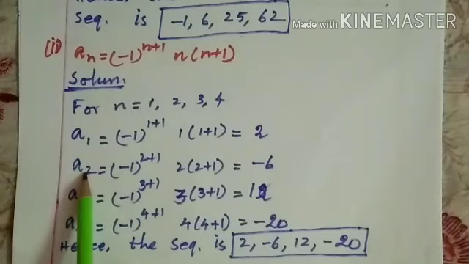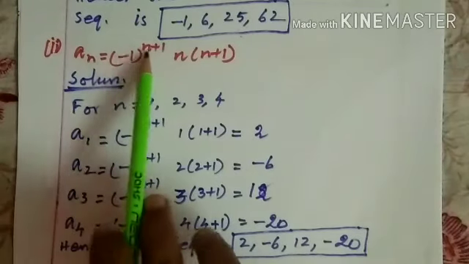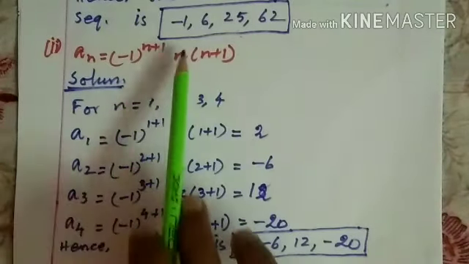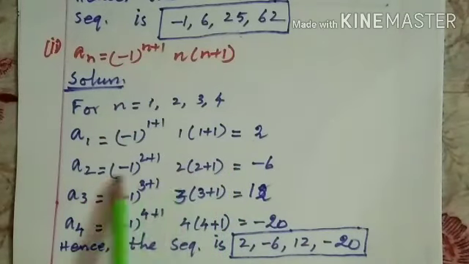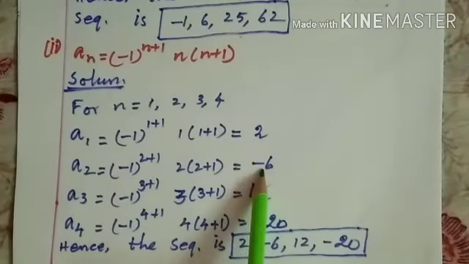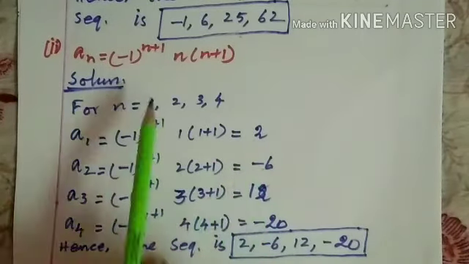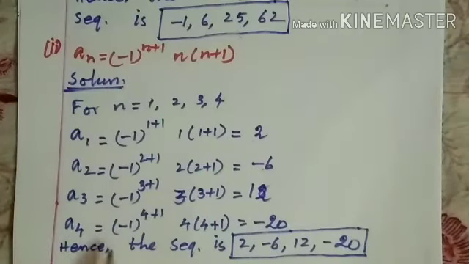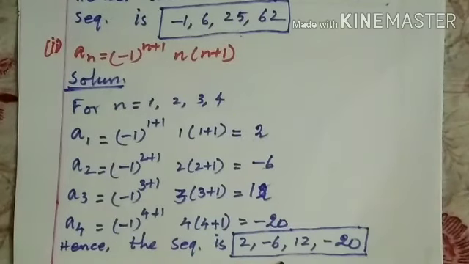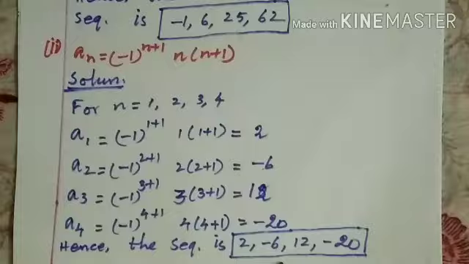Then for n equal to 2, it is (-1) to the power 2 plus 1, 2 into 2 plus 1. Simplify this and we get -6. Similarly, you have to find up to a4. Then the answer is 2, -6, 12 and -20. These are the first 4 terms of the given nth term sequence.